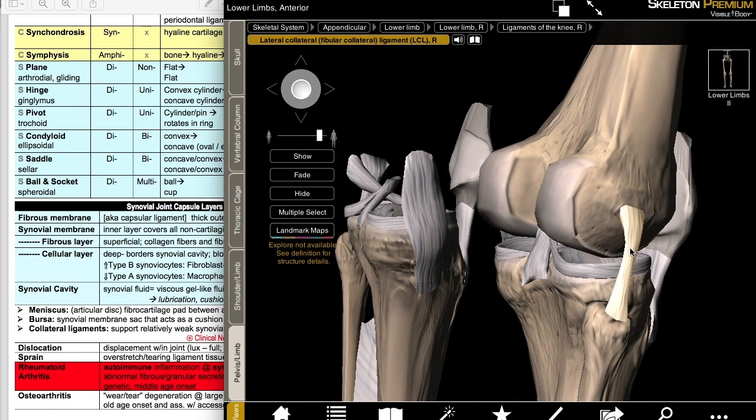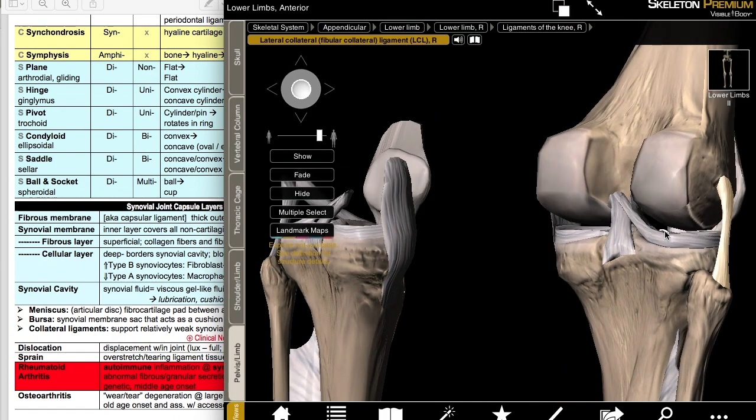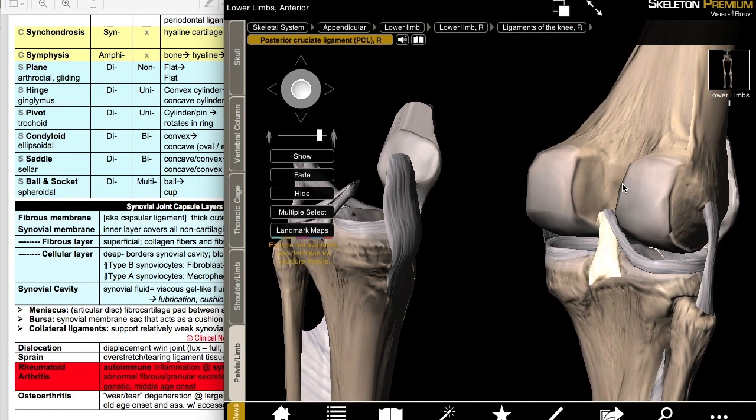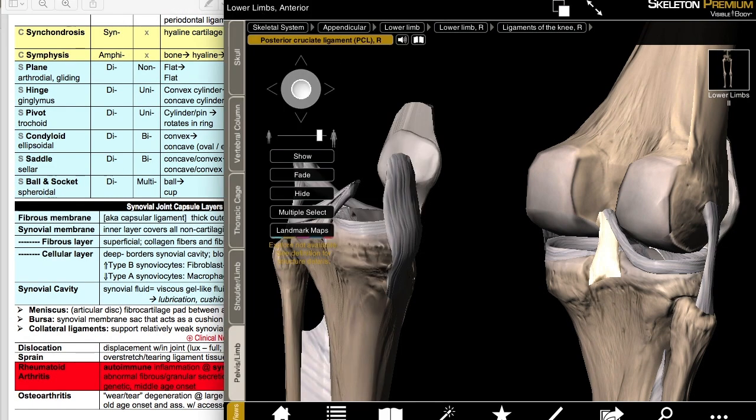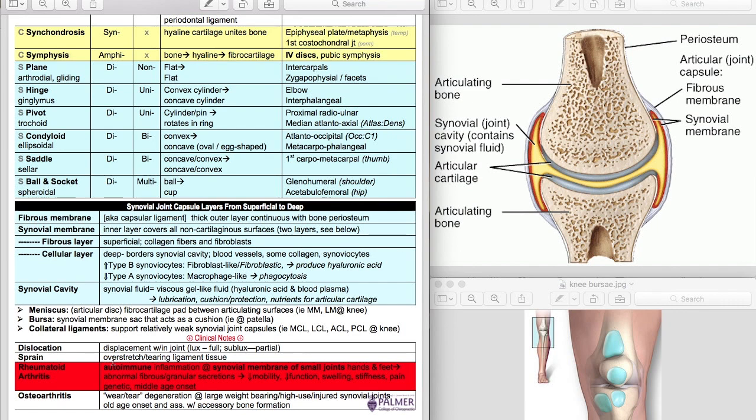The lateral collateral ligament is going to protect your knee from basically a stress going from medial to lateral, and vice versa for the medial. The posterior cruciate ligament will protect against posterior translation or movement through the knee, and the ACL will do the opposite. So if we move on here to just a few clinical notes, pretty simple stuff. You've got dislocation, sprain, and arthritis, two different types of arthritis.